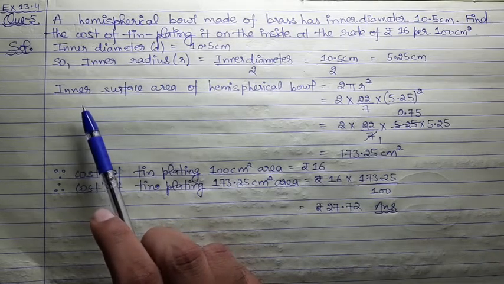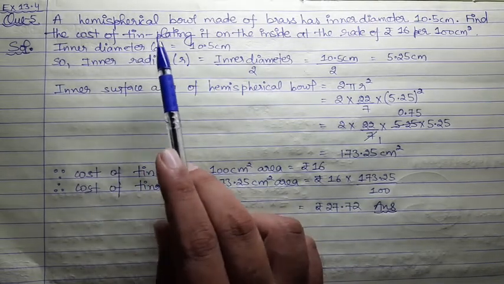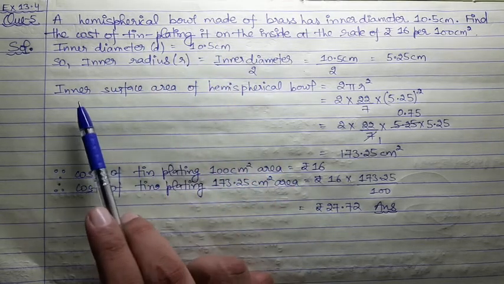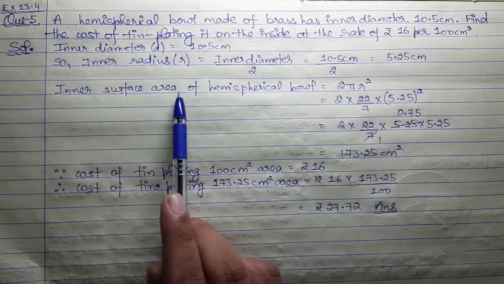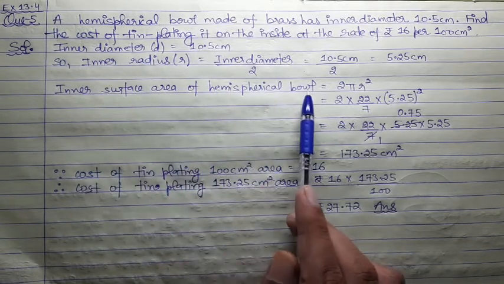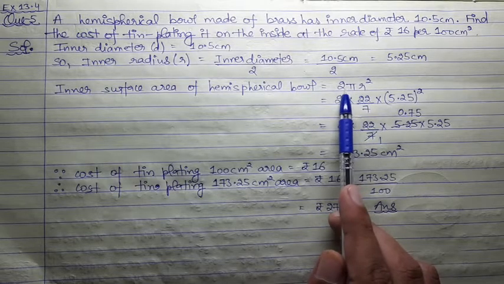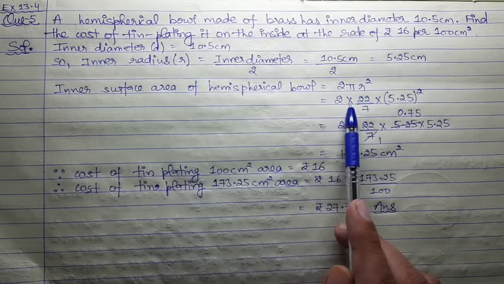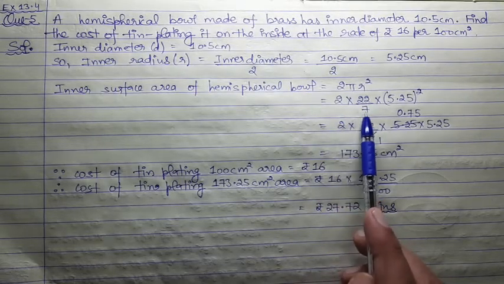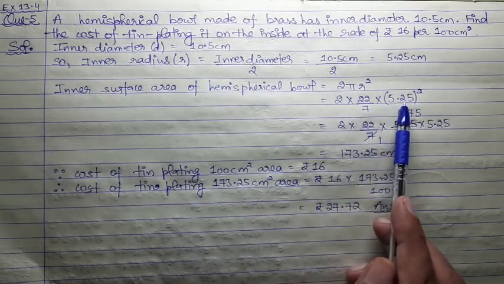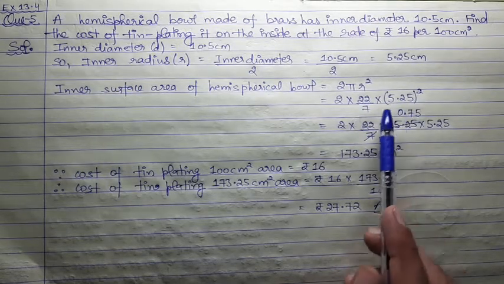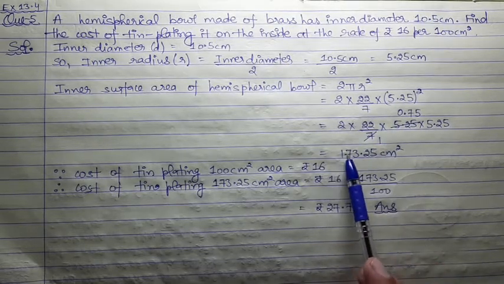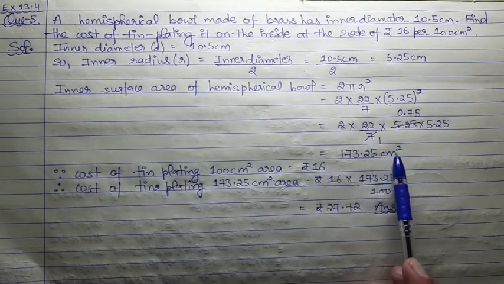Now we have to find cost of tin plating it on the inside. So we have to find inner surface area of hemispherical ball, which is equal to 2 pi r square. 2 multiply pi is 22 over 7 and r is 5.25 raised to power 2. And after solving it, we get 173.25 centimeters square.